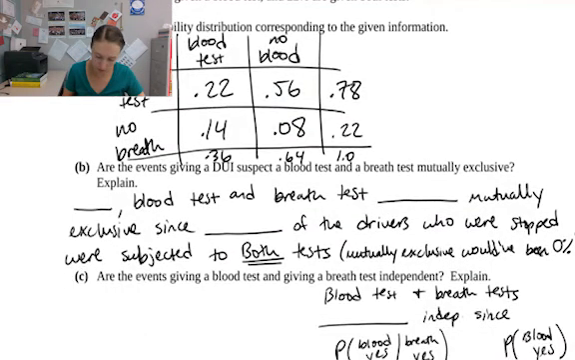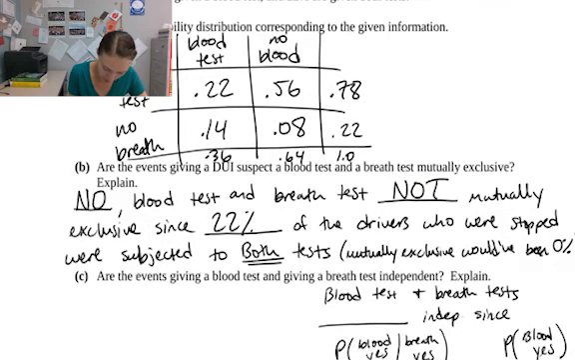Are the events mutually exclusive? Let's talk again, review mutual exclusivity. So are the events giving a DUI suspect a blood test and a breath test mutually exclusive? So mutually exclusive, if they were mutually exclusive, it means that they wouldn't overlap at all. So no, we don't even have to do any work here. So they are not mutually exclusive since 22% of the drivers who were stopped were subjected to both tests. If they were mutually exclusive, it would have been 0% had both tests.